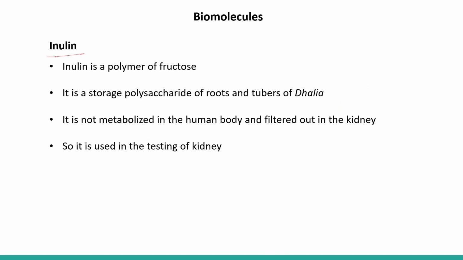The third storage polysaccharide is inulin. It is a polymer of fructose. It is present in the roots and tubers of Dahlia. It is not metabolized when it comes into the human body, and it is totally filtered out in the kidney. So sometimes it is used for testing whether the kidney is properly functioning or not. So inulin. This is also mentioned in NCERT. Important.